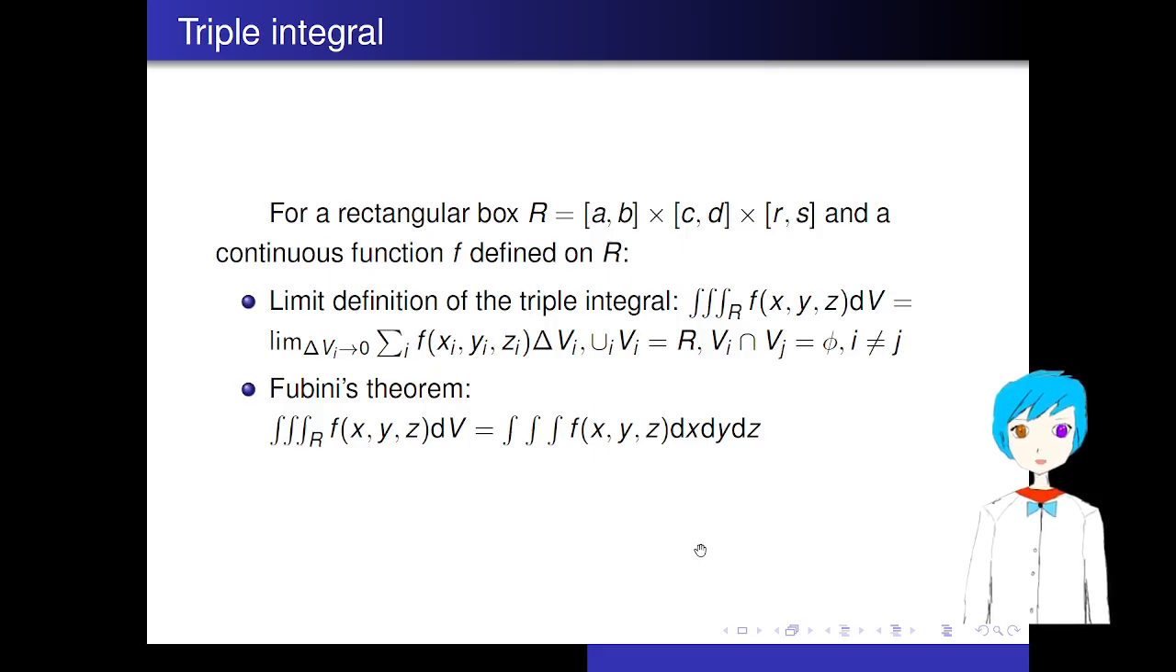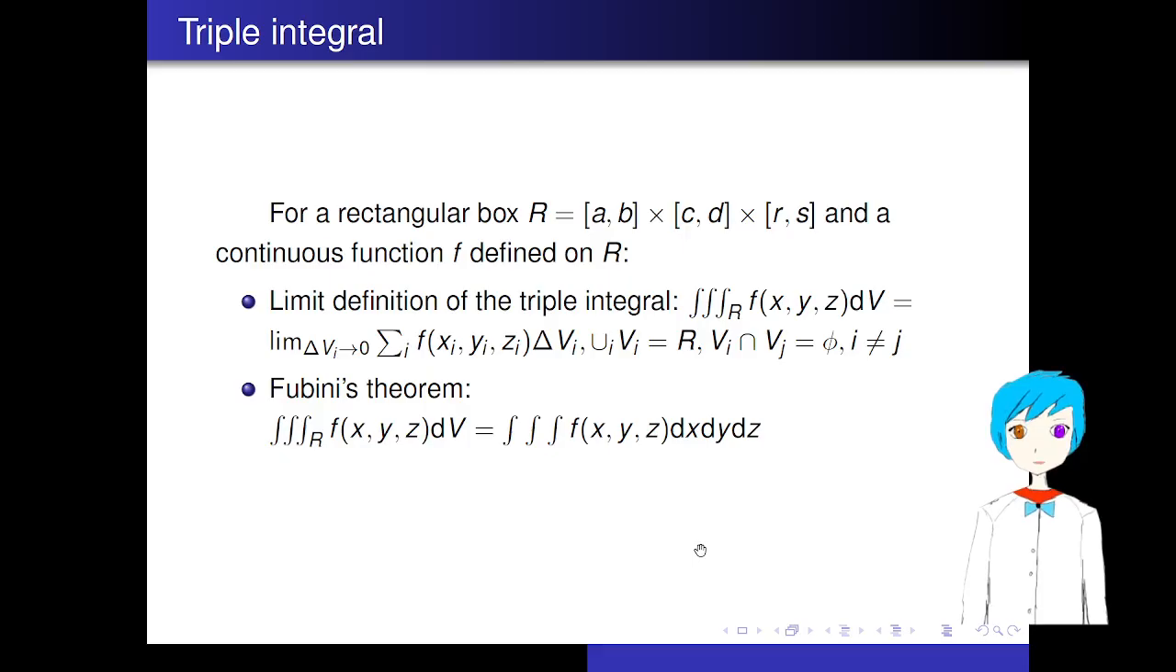The triple integral of a function over a rectangular box equals the limit of the Riemann summation of f(x_i, y_i, z_i) times the volume of each sub-rectangular box, delta V_i. The union of those V_i is the rectangular box R, and their intersections are the empty sets.